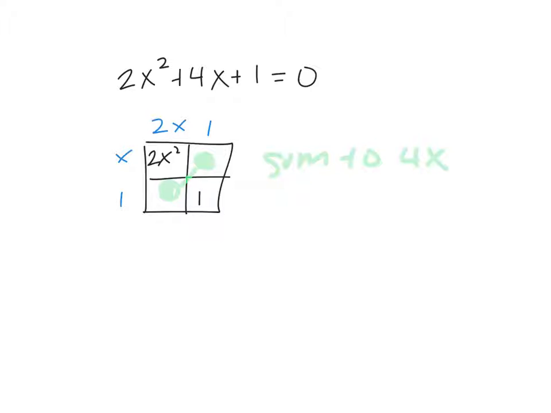So when I check this out, I have 1 times x is 1x, 2x times 1 is 2x, and when I look at that, 2x plus 1x, that is not 4x. So then I say, okay, well, what if I have negative 1 and negative 1? That becomes negative 1x and negative 2x, and if I add those, I get negative 3x. I still don't get that positive 4x that I'm looking for. So I know I have exhausted all of my options because nothing else multiplies to make 1 and nothing else multiplies to make 2x squared.